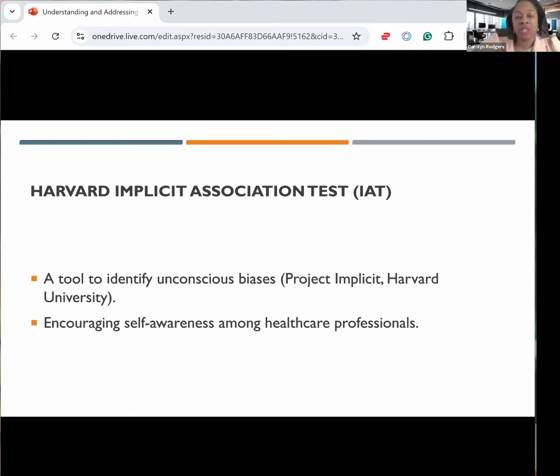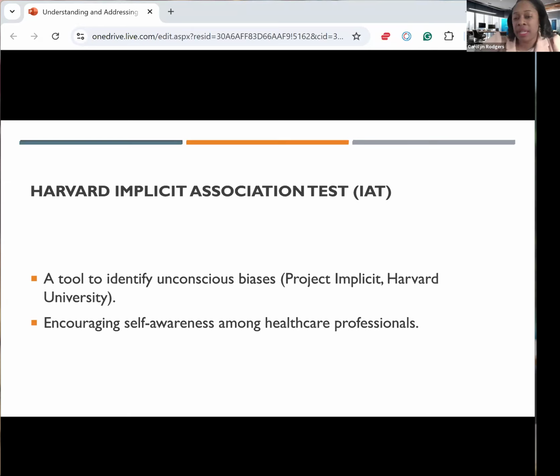Slower pairings suggest a weaker or conflicting connection. In other words, they had to think about it. Purpose in healthcare and beyond, the IAT helps people become aware of their biases that they may not consciously endorse, but that influence their behavior, including healthcare providers.